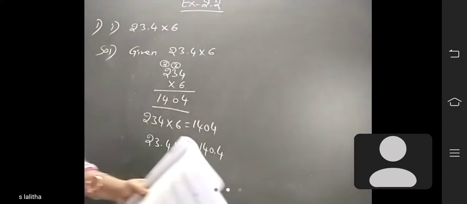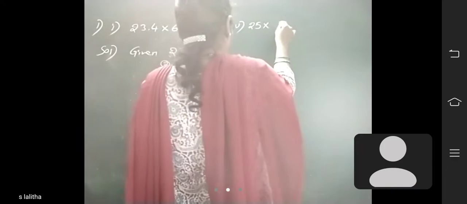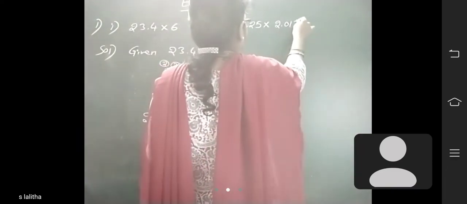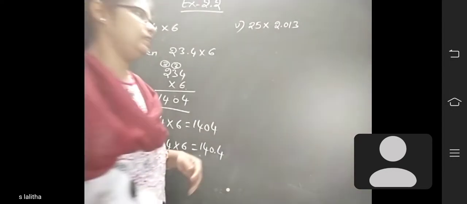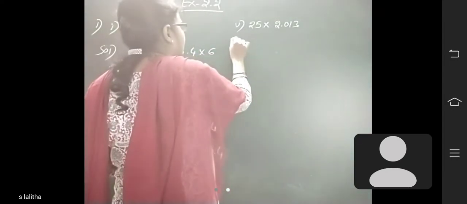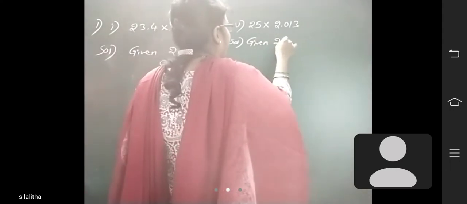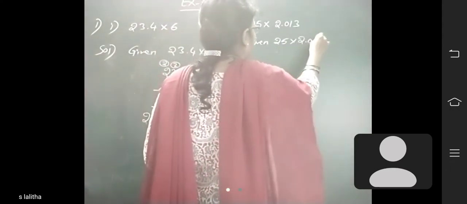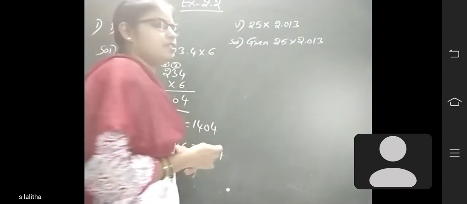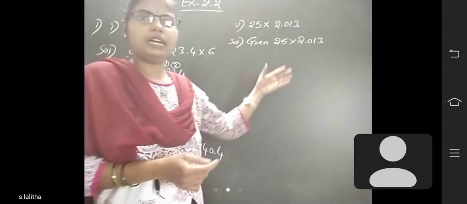Now fifth sum. See, remaining sums you can do as homework sums, 2, 3, 4. Fifth sum: 25 into 2.013. 25 into 2.013. So what is given? Given 25 into 2.013. Now first what you should do? You should remove the decimal point and then do the multiplication.